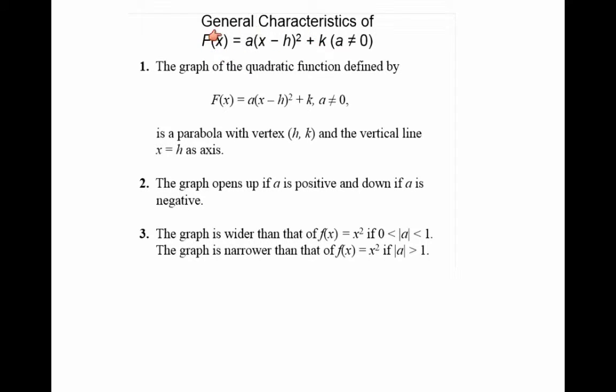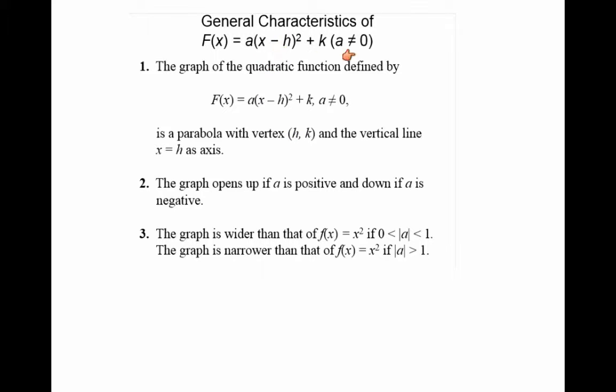General characteristic of the parabola. This is the general equation of the parabola that you need to remember. f of x or y is equal to some constant a. Again, this a would help us to see if the parabola is going upward or downward, times x minus h squared plus k, where we can locate the position of the vertex. So this is a parabola. a cannot be equal to 0. If a is equal to 0, then we don't have a second order equation.